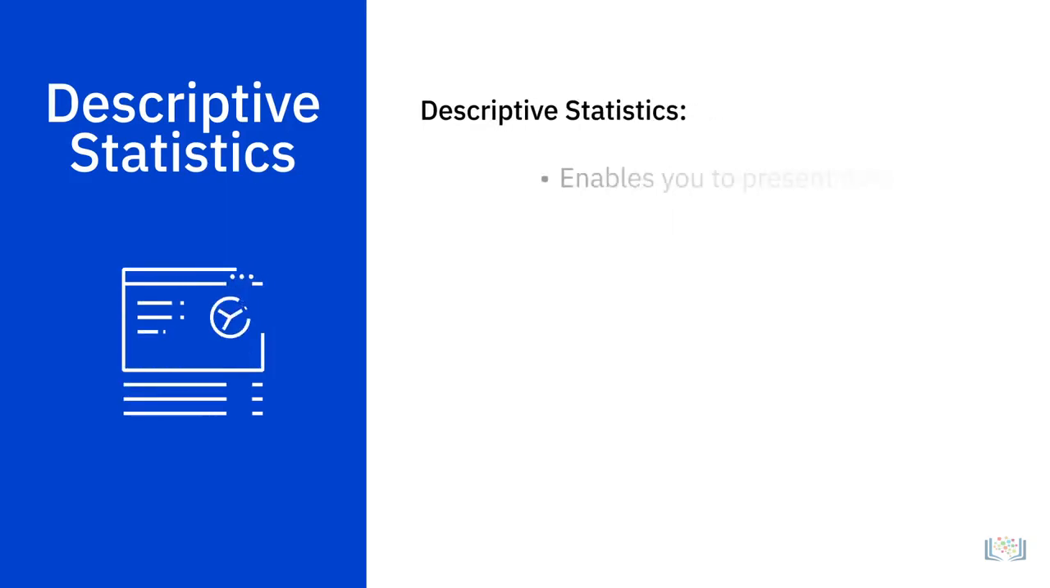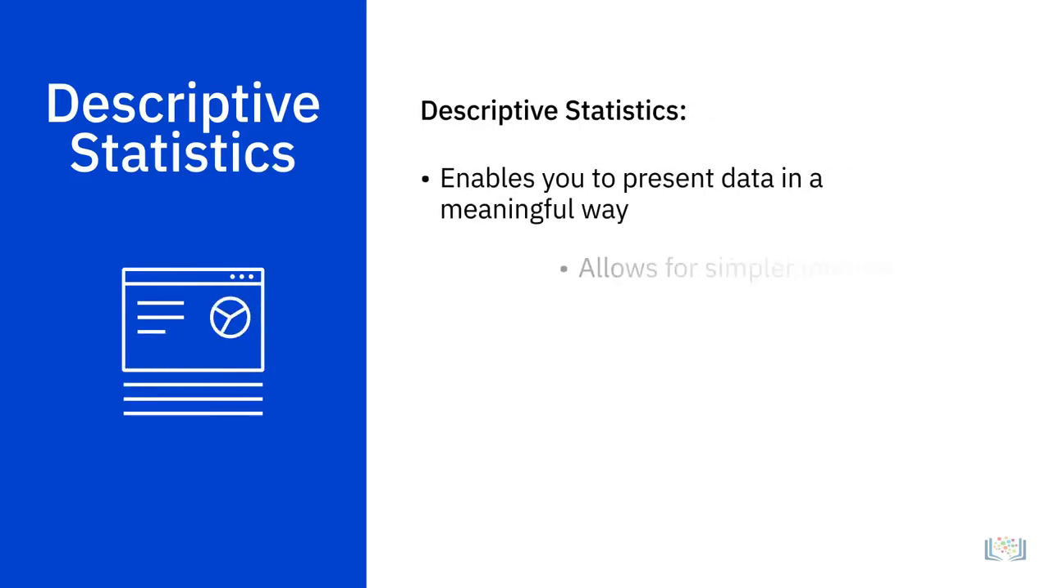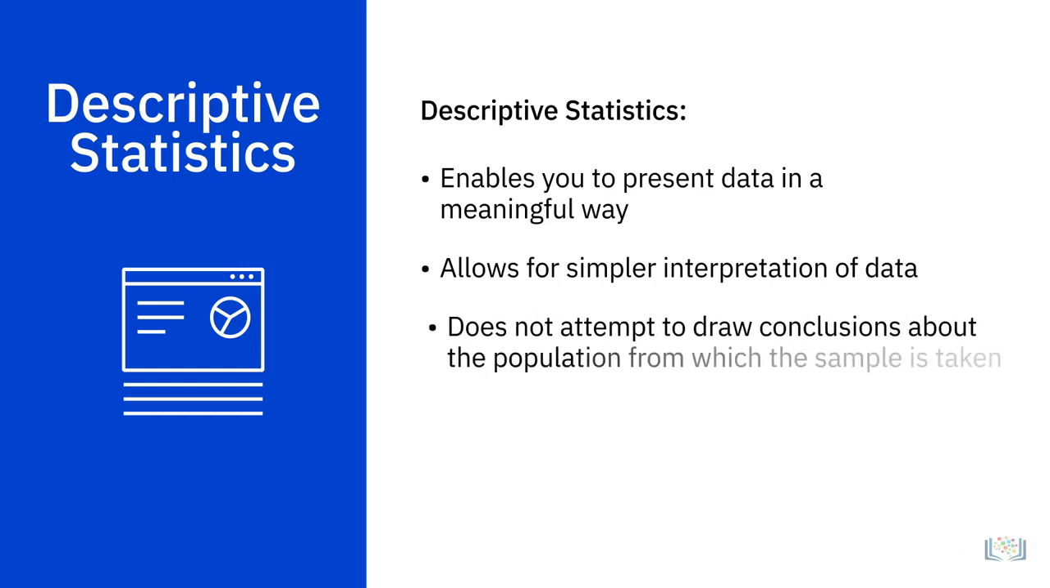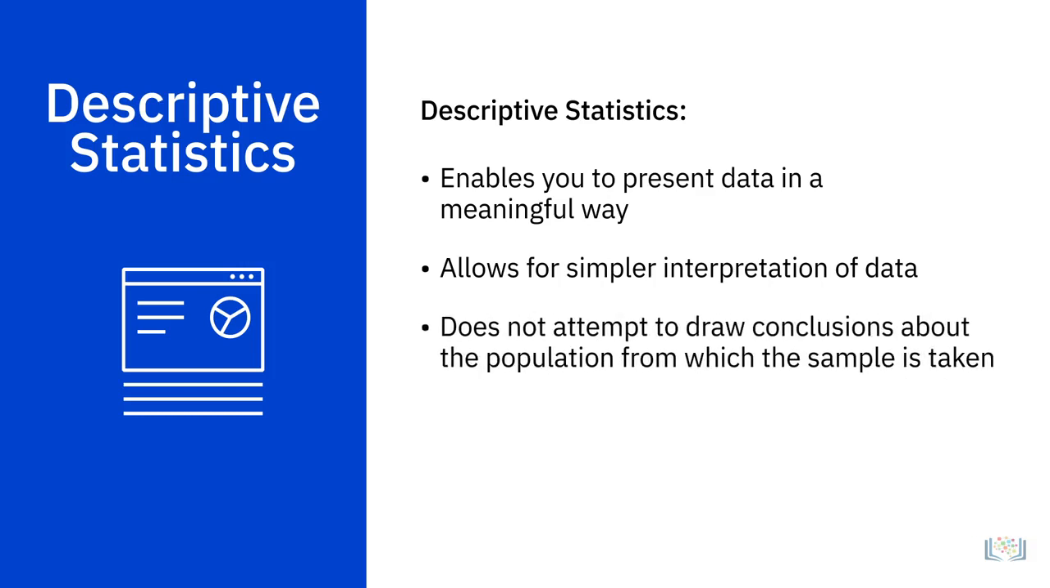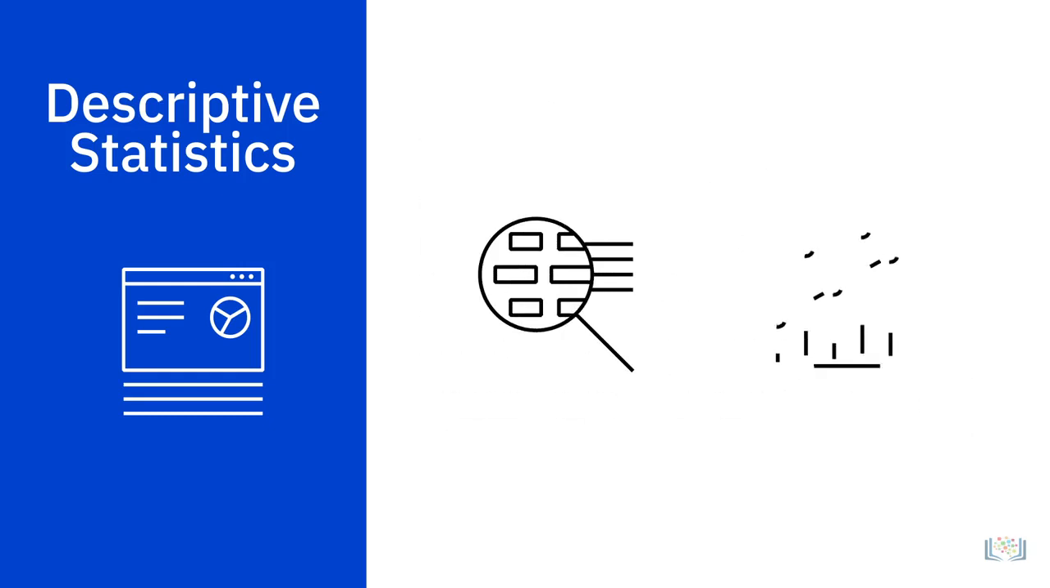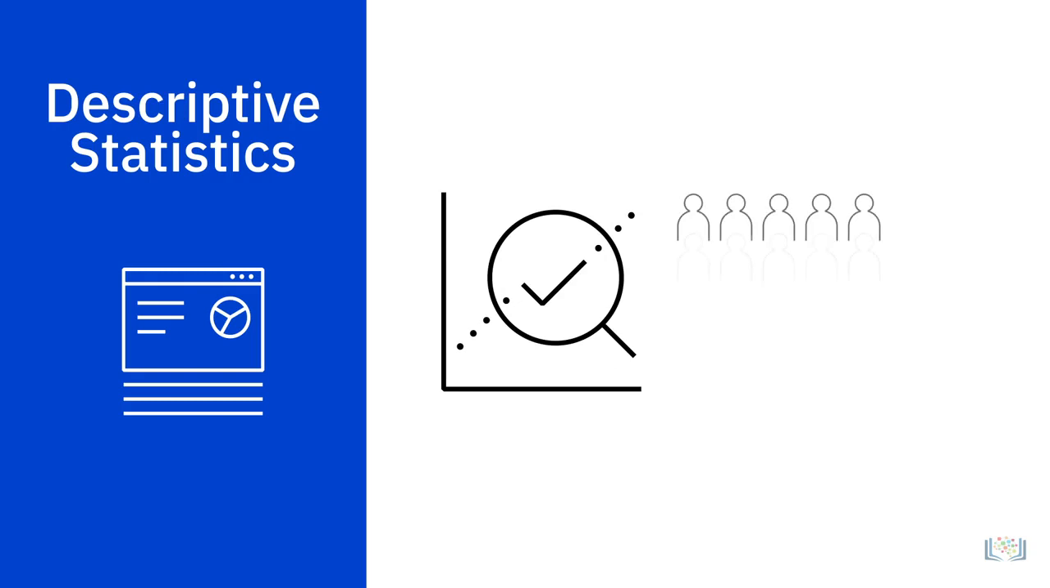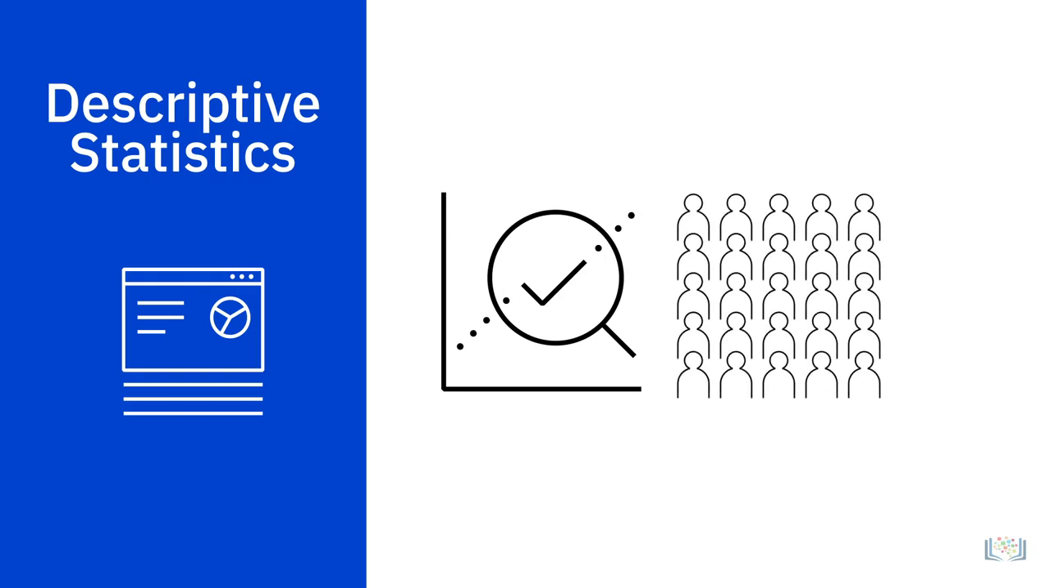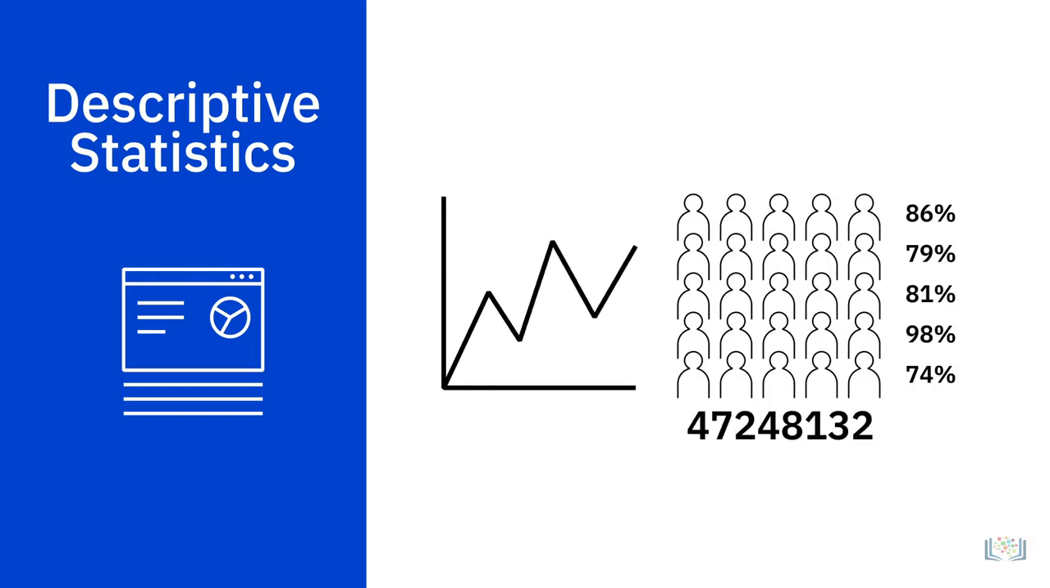Descriptive statistics enables you to present data in a meaningful way, allowing simpler interpretation of the data. Data is described using summary charts, tables, and graphs, without any attempts to draw conclusions about the population from which the sample is taken. The objective is to make it easier to understand and visualize raw data without making conclusions regarding any hypotheses that were made. For example, we want to describe the English test scores in a specific class of 25 students. We record the test scores of all students, calculate the summary statistics, and produce a graph.